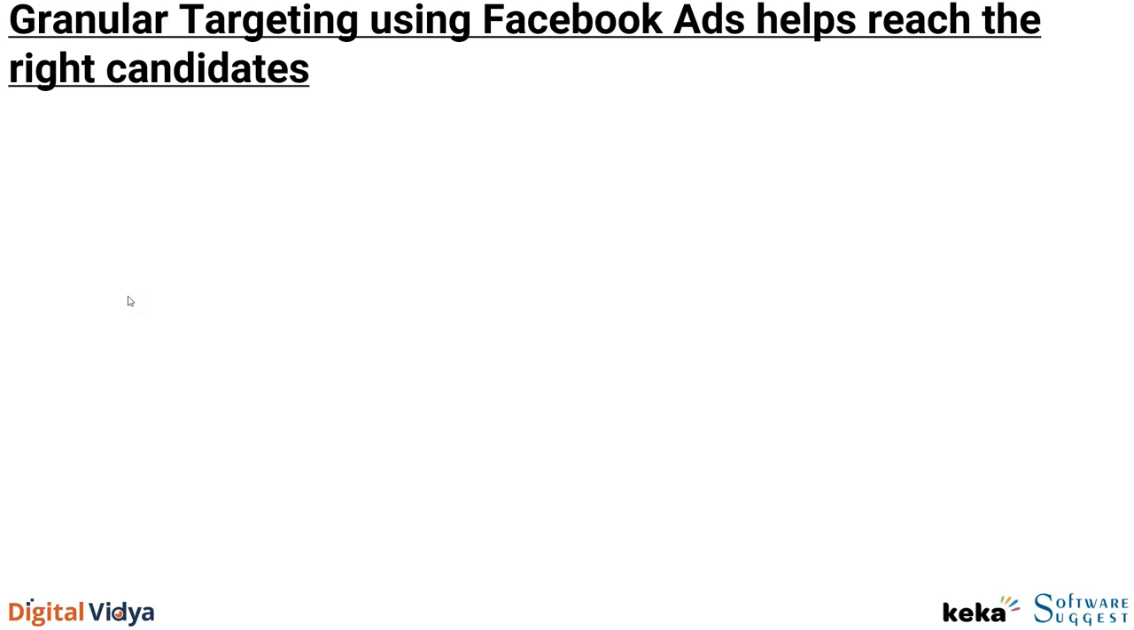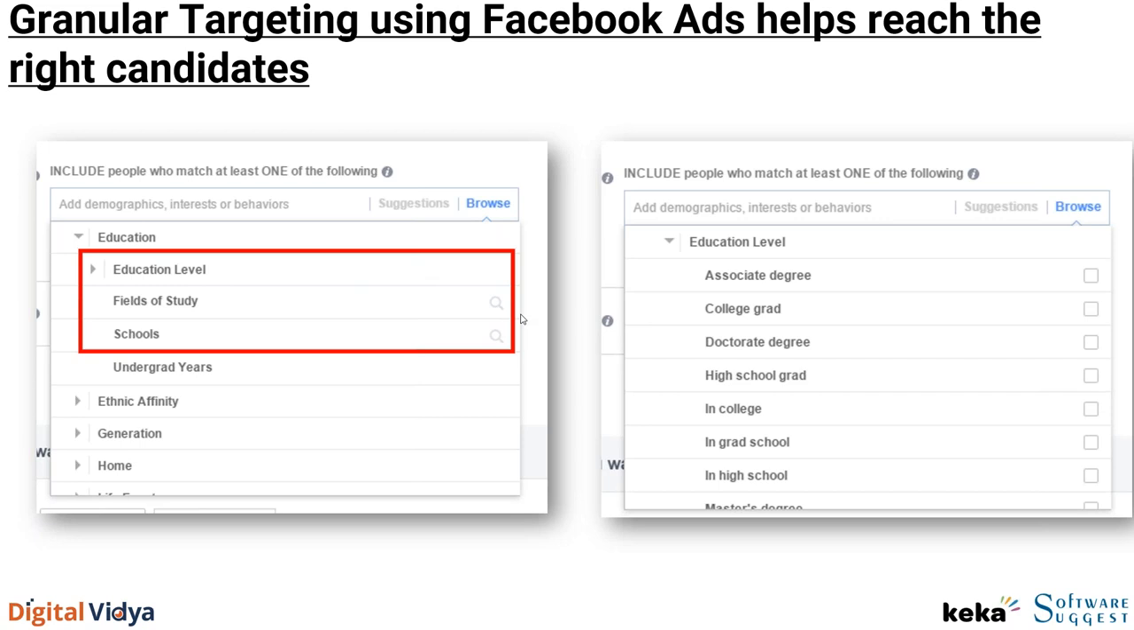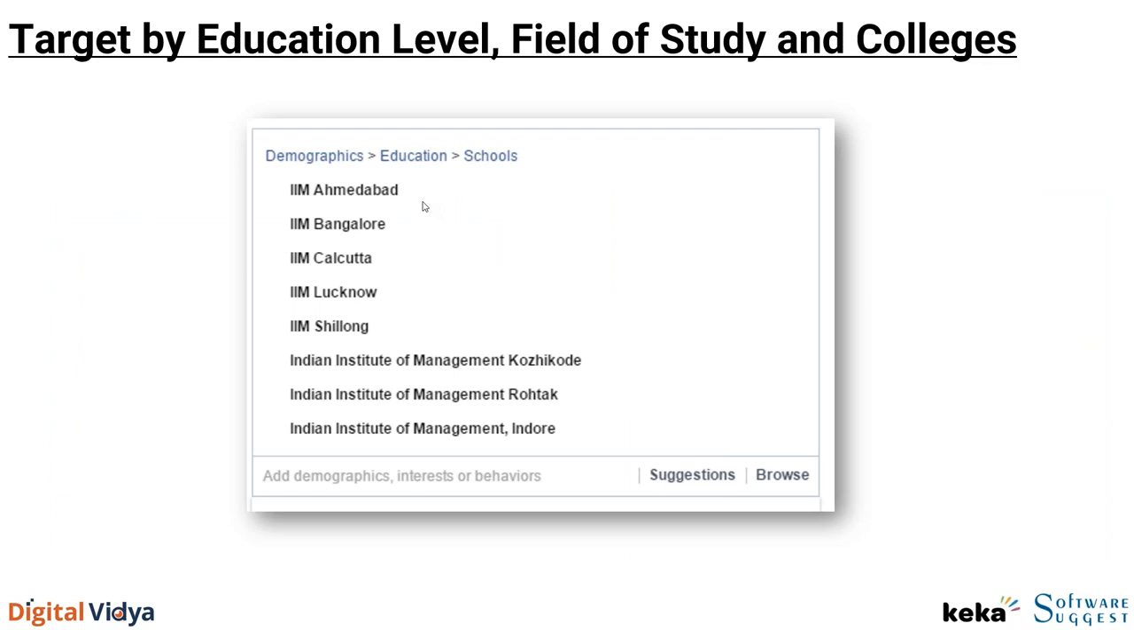On Facebook, when you look at advertising, you can target people by their education level, right? Let's say you want to target people who've done a graduate or postgraduate degree, you can do that. You can even target people who've been to specific colleges. So if I want to recruit talent only from the IIMs, I can say I only want to reach people who have studied in the IIMs. You can be as targeted as that. You can choose a specific college or a bunch of colleges. Let's say you want the top 20 B-schools, you can put in the top 20 B-schools and recruit talent only from them, right?